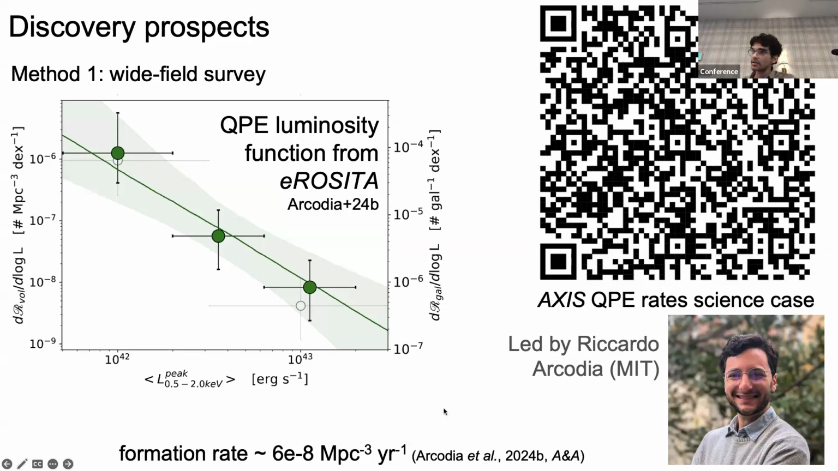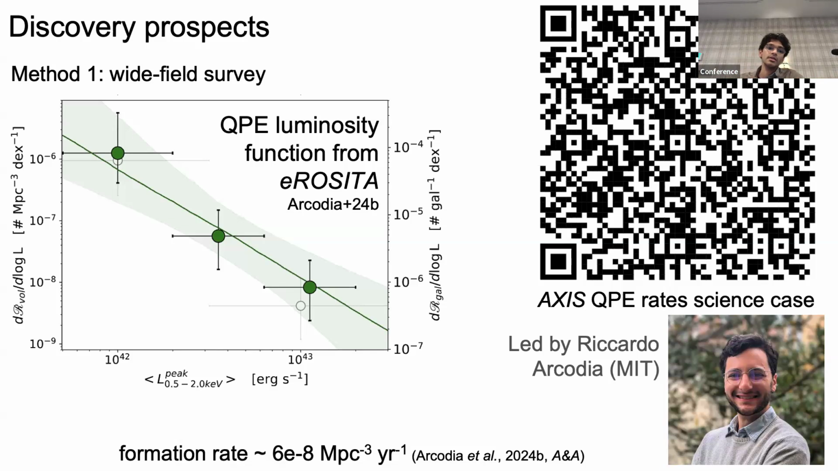Ricardo Arcodia, who's a postdoc at MIT that I work with closely, has led sort of heroic efforts to use the eROSITA all-sky survey, which has a terrific soft response and a scanning cadence of a couple of hours. This is well matched to the characteristic timescales and properties of QPEs, and with this wide coverage of the sky, has found a population of these sources.